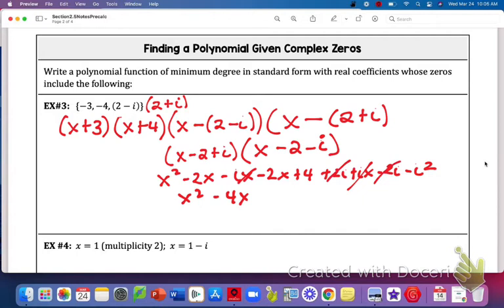My 2i's go away. i squared, remember, is negative 1, so this really is the same as plus 1. So I'm going to add that to my 4, which gets me to 5. So that multiplies out to x squared plus 4x minus 5.